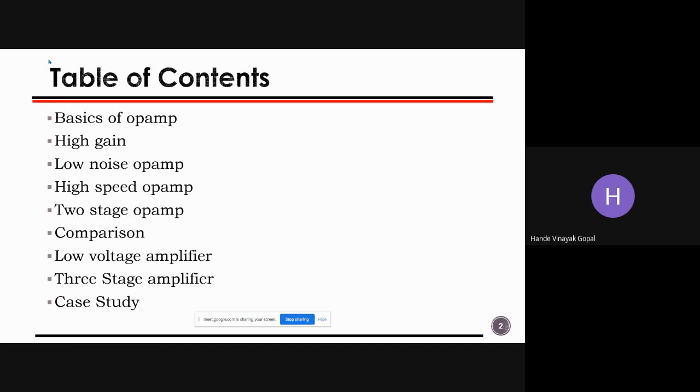Apart from that, noise is one of the concerns everybody talks about, whether for a high frequency or a low frequency application. Low frequency applications are generally limited by flicker noise; at high frequency, you are limited by thermal noise. So while designing an operational amplifier, we have to consider noise as a prime specification. Apart from that, high speed op amps: there is a general conception that if I pump a larger amount of current, I can get as much speed as possible out of the circuit.